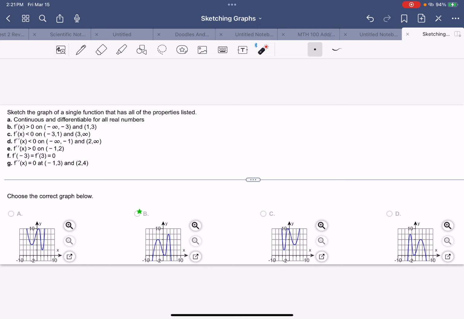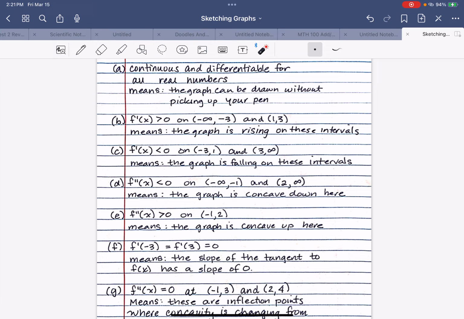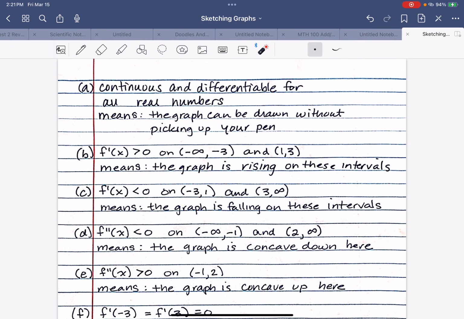Let's use the criteria to select the correct graph. Now we'll be able to use a process of elimination to show why graph B is the correct answer. We may not need all of these, but we will discuss how graph B confirms that all of these are true. The first criteria they tell us is that the graph is continuous for all real numbers. That means the graph can be drawn without picking up your pen.